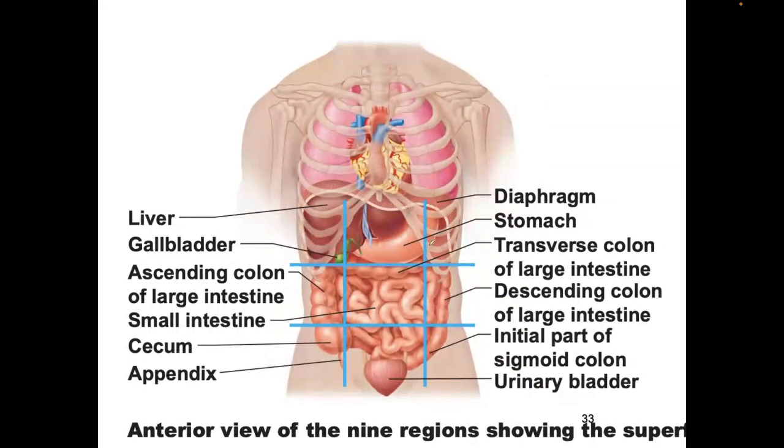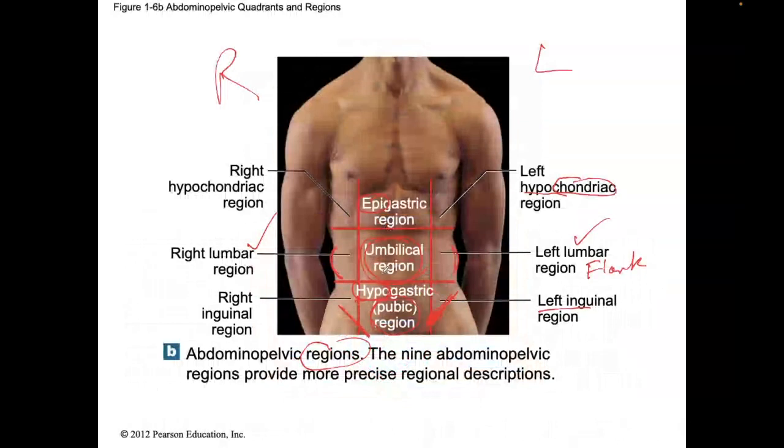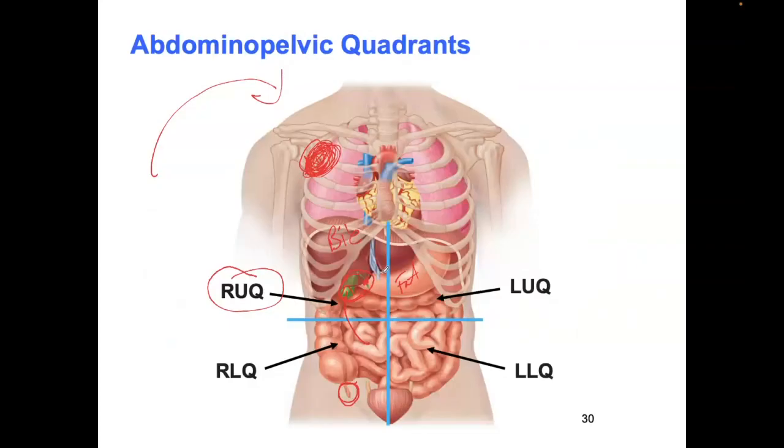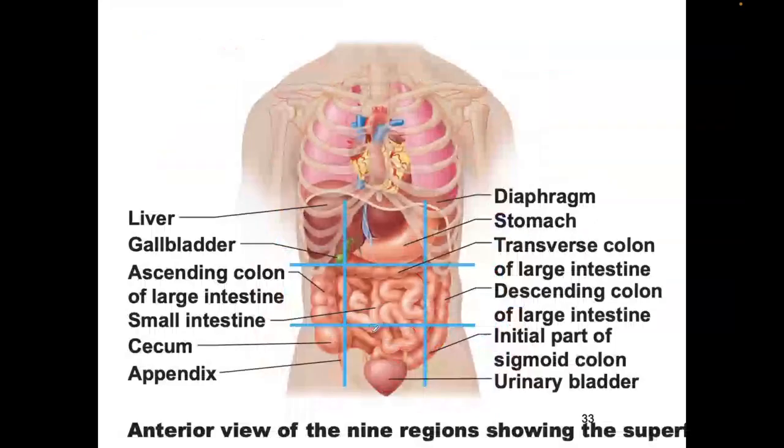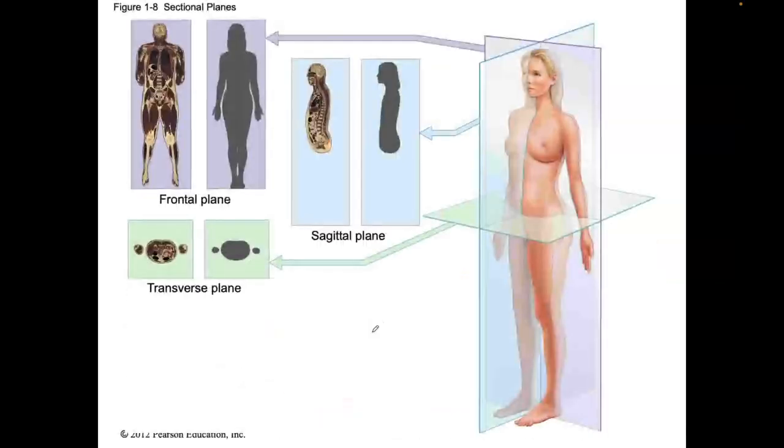And again, these are the 9 regions. The anatomy doesn't change. The liver is still there. The gallbladder is still there. Now, the organs are in different regions. When we overlap them, right, you can see here's the 4 quadrants, the organs. The liver is the liver. Stomach is the stomach. Gallbladder is the gallbladder. That doesn't change. It's just we go from quadrants to regions. Okay? All right. When we come back, we'll get into planes.